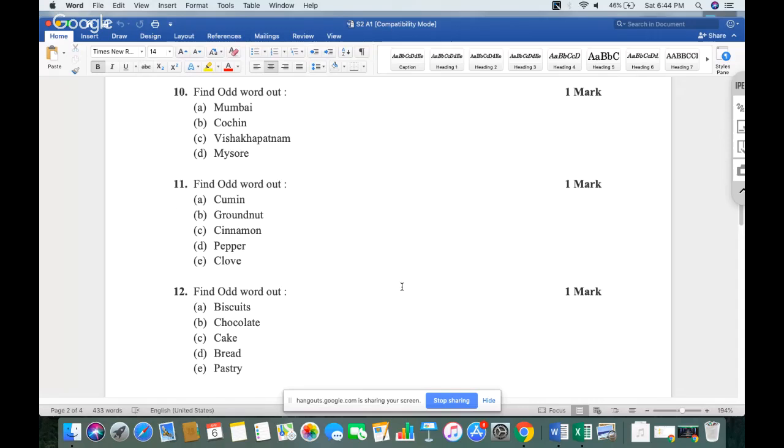Why Mysore? Yes, somebody wrote here Mysore doesn't have port. That's the right answer. So whether it is Mumbai, Cochin, or Visakhapatnam, they are all coastal areas, and there are ports located over there. Mysore is the only non-coastal area over there. Hence, no port in Mysore. Hence, the answer is Mysore. Now let's go to question number 11.